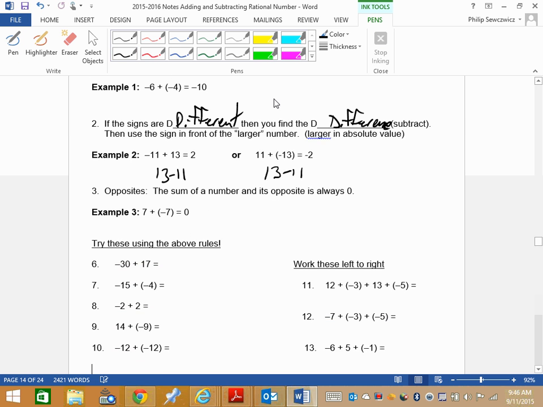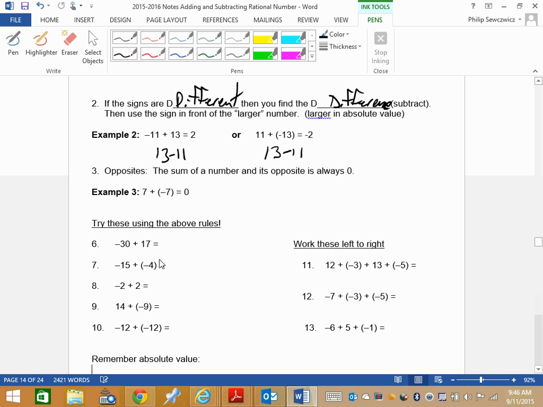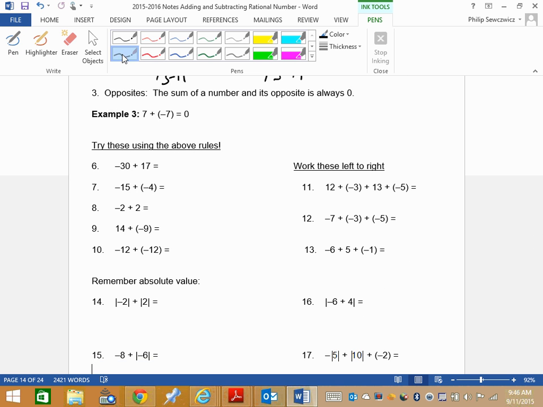Example 3, anytime they are opposites, you really don't need to do any work at all because opposites always add up to 0. So here's what I want you to do. Pause it here. Go ahead, start working through them, and then start checking it there. So like I said, pause, and we'll start going through them.